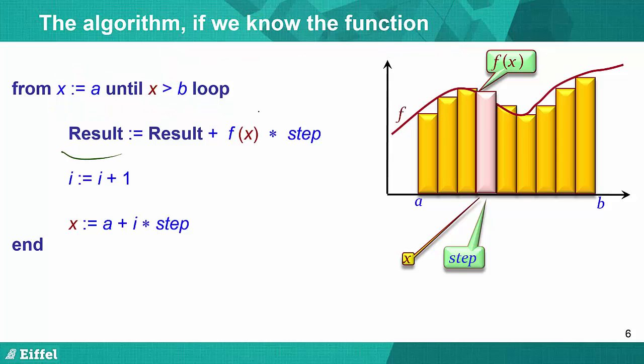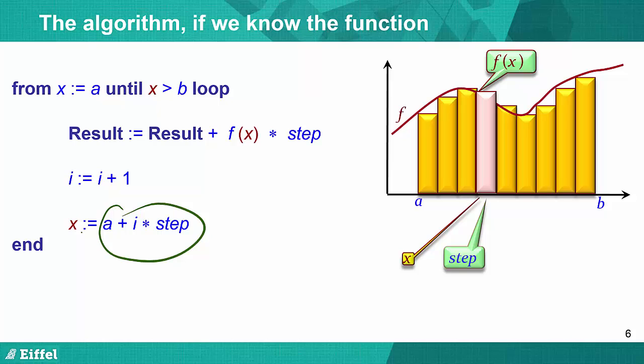We increment it by this exact value of f of x times step, which is the area of this little pink rectangle here. Then we increase I and we move x to the next value, not by incrementing it by step, which would accumulate the numerical error, but by recomputing it from scratch as here. So this is the algorithm, and it's a standard numerical algorithm. It's very simple and there's nothing fundamentally new with it.